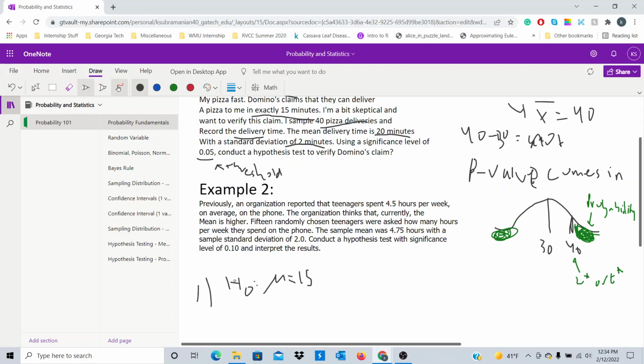This Domino's pizza claim, right? Domino's pizza says that the mean delivery time is 15 minutes. So I'm going to use that as my baseline. So that's kind of what the null hypothesis tells you.